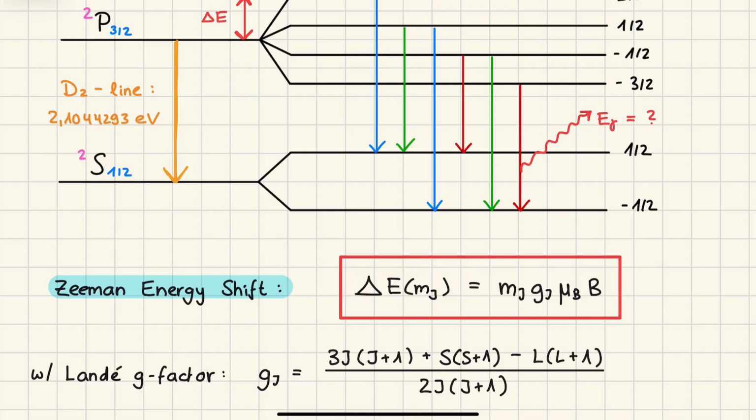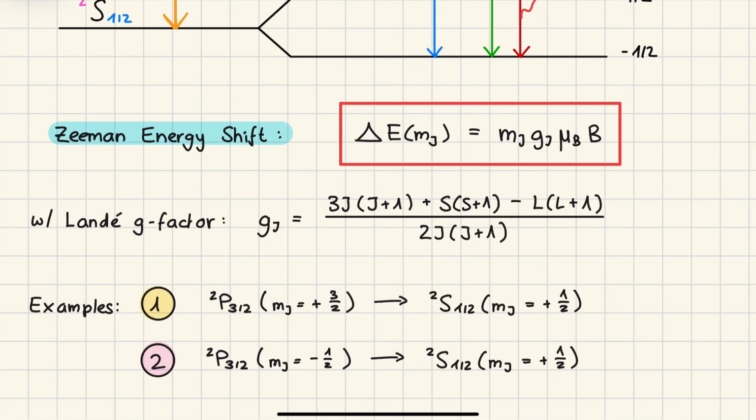So the only thing we have to actually calculate to find the Zeeman energy shift is this g factor. Because mj, we can basically just look it up. Mu b is a constant and B is given. In order to demonstrate how this actually works, we're now going to calculate the Zeeman energy shifts and the energy of the emitted photon for two particular transitions.